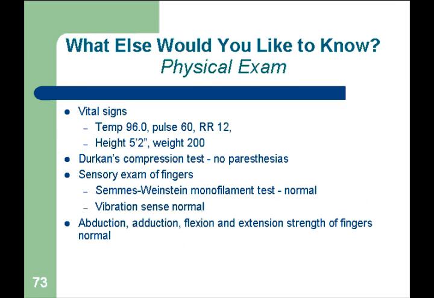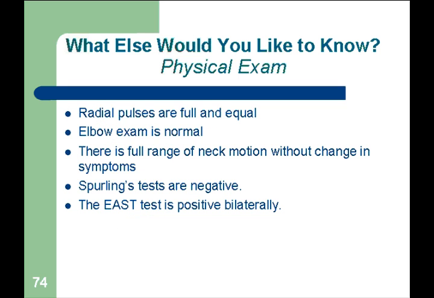Now, at this point, we did an additional Durkan's test, which was described as no paresthesia. Her sensory examination was normal for monofilament and vibration. She had normal abduction and adduction, flexion and extension with regard to the fingers. Radial pulses were full and equal. Her elbow exam was normal, with full range of motion of the neck without symptoms.